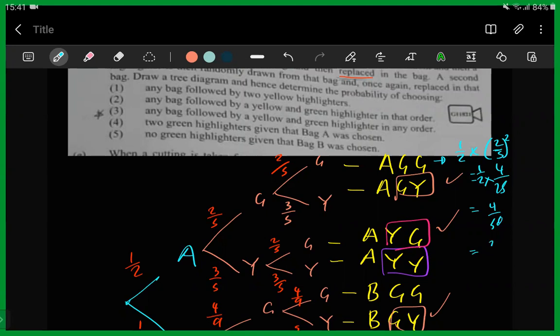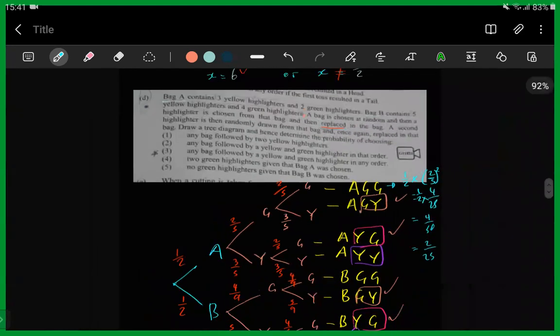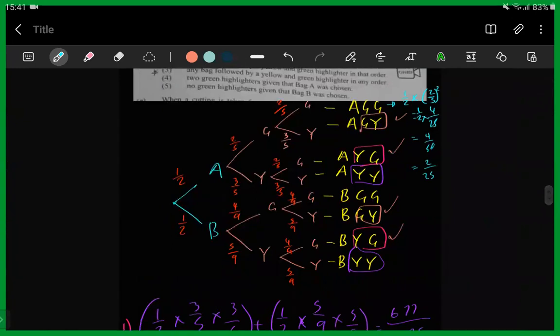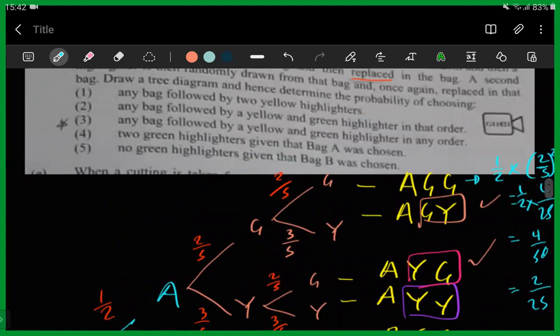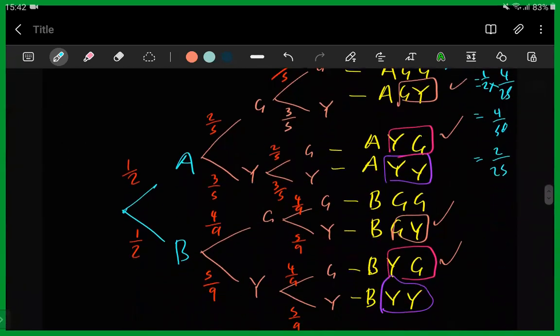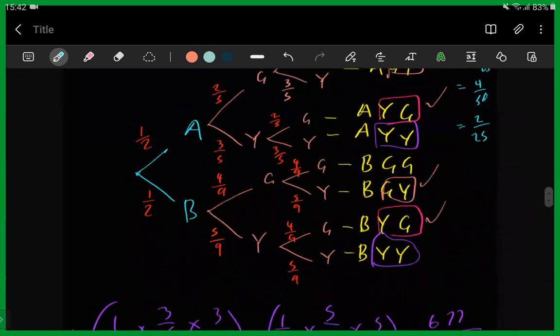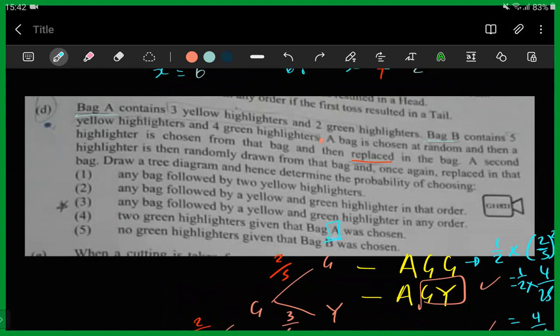The only thing is, in a situation like this, right? The tree diagram already takes into account everything. So if they say, what is the probability that two green highlighters are given, then that big A was chosen, you have to consider the probability of choosing big A in the first place, which is still just 1/2. What they said here was, draw a tree diagram and hence determine the probability of choosing the following. So this tree diagram is the way it is. So when they're asking for the probability that we choose two highlighters, given that bag A was chosen, firstly, bag A has to be chosen. You see that bag A has to be chosen here.